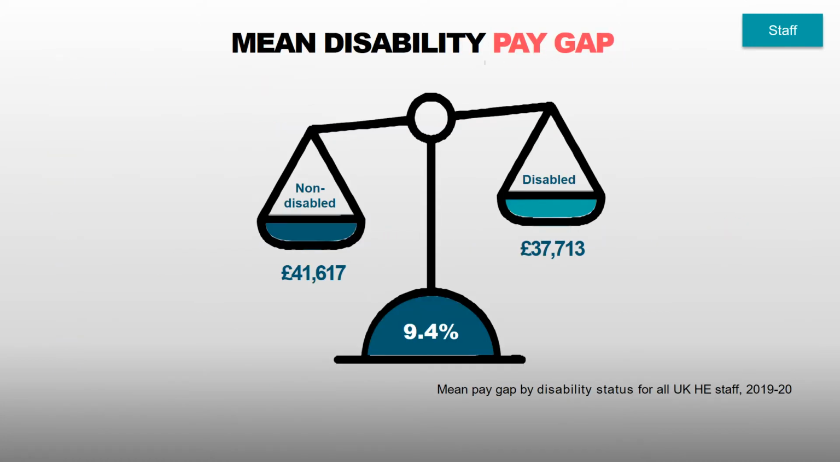Specifically, whereas on average non-disabled staff members earned 7.7% more than their disabled colleagues in 2015-2016, this gap has risen even further, with non-disabled staff members in 2019-2020 earning on average nearly 9.5% more than their disabled colleagues.